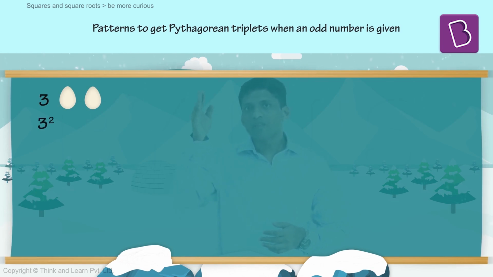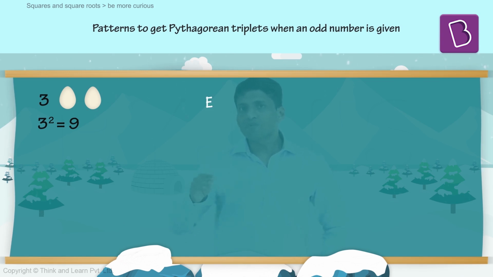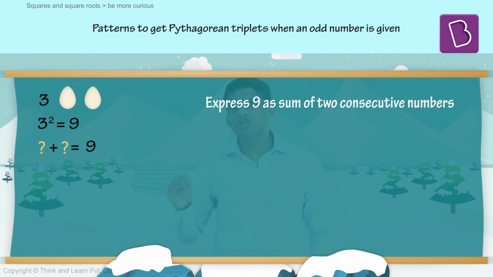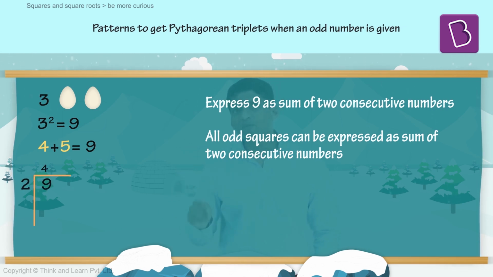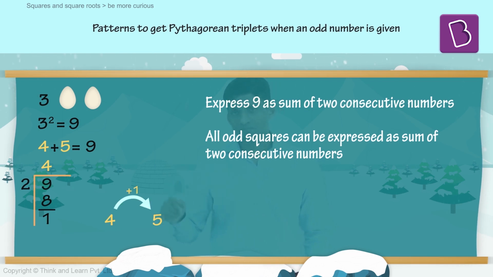Write 3 square equal to 9. Now, this 9, you split as the sum of two consecutive numbers. From one of the previous patterns, we know that all odd number squares can be split as the sum of two consecutive numbers. So how do we write 9 as the sum of two consecutive numbers? You can do it manually as 4 plus 5. How do we actually get it? You can just take 9 by 2, which gives quotient 4, and take the next number.